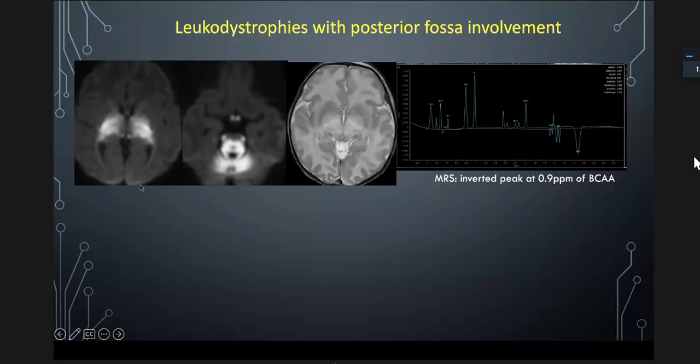This is a neonatal scan. Here we see restricted diffusion involving the globus pallidus and thalamus. The optic nerves and optic chiasm show restricted diffusion, and mainly it's the dorsal brainstem and the cerebellum which are showing restricted diffusion. On MRS, taken at 144 TE, we have this inverted peak of branched chain amino acids. So this is classically a case of maple syrup urine disease.